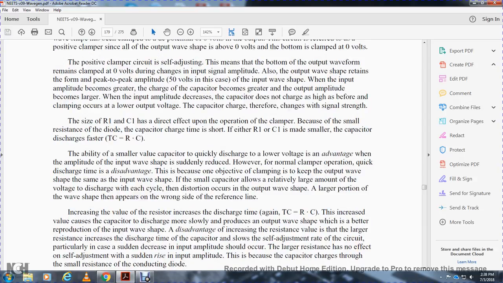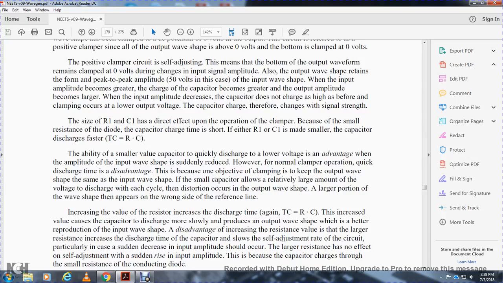The positive clamper circuit is self-adjusting, meaning the bottom of the output waveform remains clamped at 0 volts during a change of the input signal amplitude. The output wave shape retains its peak-to-peak amplitude of 50 volts. If the input amplitude becomes greater, the capacitor charges to a greater value and the output amplitude becomes larger. If the input amplitude decreases, the capacitor does not discharge quickly enough before the clamping occurs, so the lower output volts of the capacitor charge change the signal level.